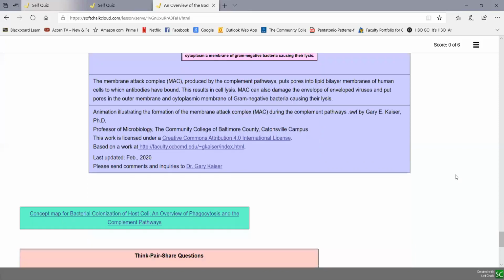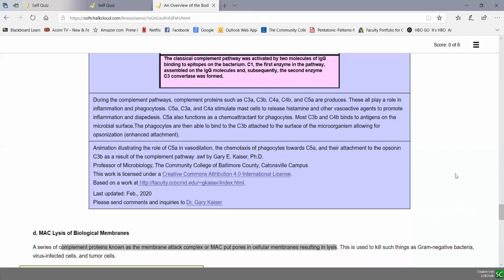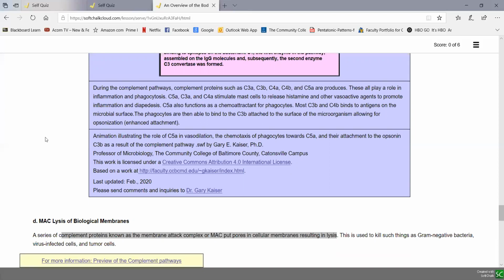So those are the four benefits of the complement pathway: inflammation to deliver defense cells and chemicals to the area, chemotaxis to attract the phagocytes to the infection site, opsonization where C3b and C4b stick microbes to phagocytes, and then at the end of the complement pathway, it can cause lysis of membrane-bound cells through the membrane attack complex, or MAC.